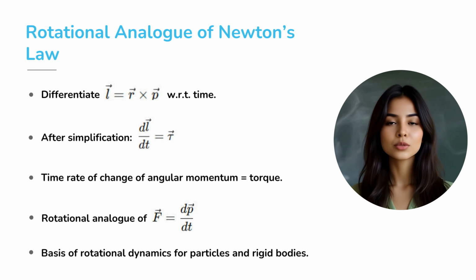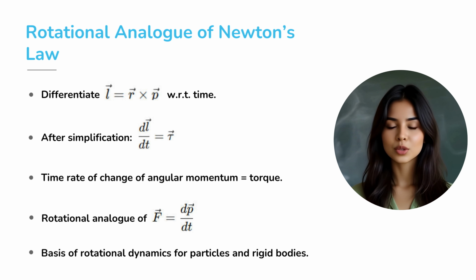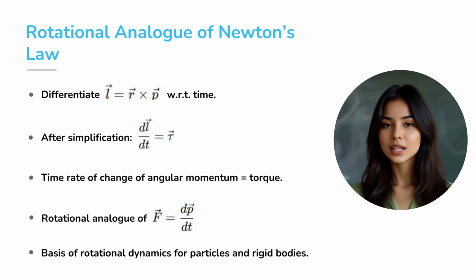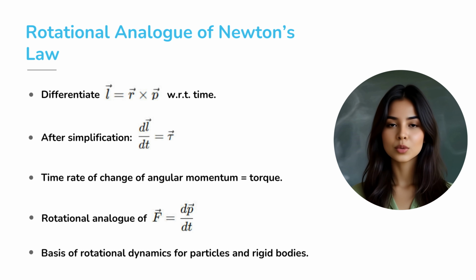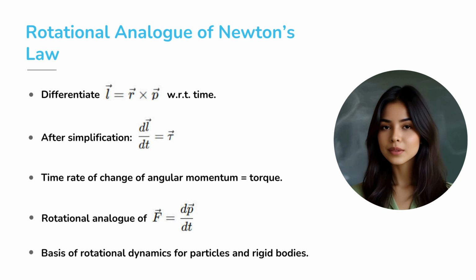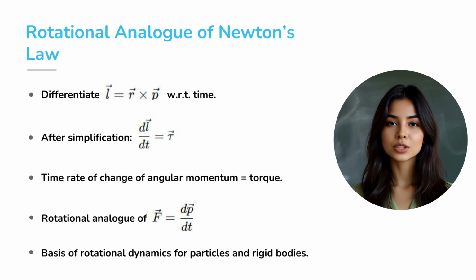Now comes a beautiful law, the rotational version of Newton's second law. Differentiate angular momentum with respect to time and you get torque. In symbols, dL by dt equals tau. This means the torque acting on a particle is exactly what changes its angular momentum. Just like in translation, force equals rate of change of momentum. In rotation, torque equals rate of change of angular momentum. This is the foundation of rotational dynamics.